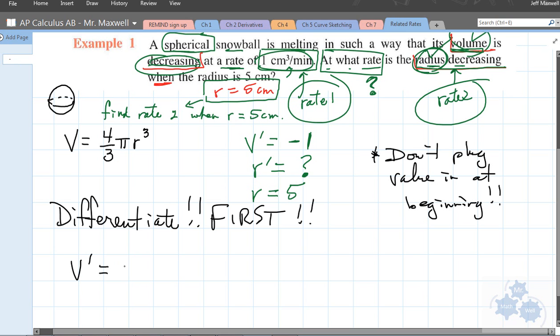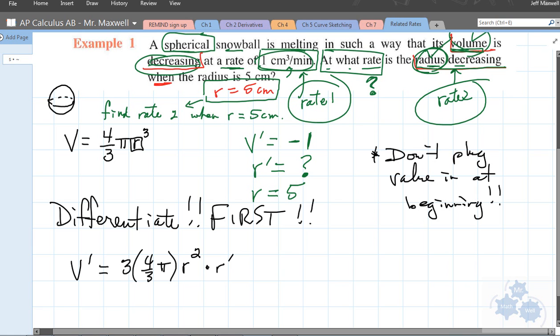So this is going to be 3 times 4/3 pi times r squared. Now, did you guys ask about the chain rule? With the r here, when we take the derivative, we don't deal with r right away. So we do have to multiply by r prime.